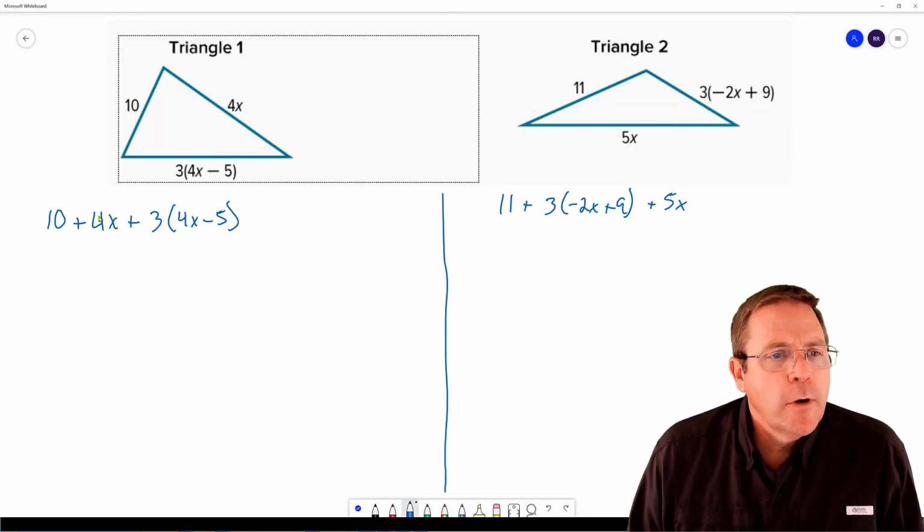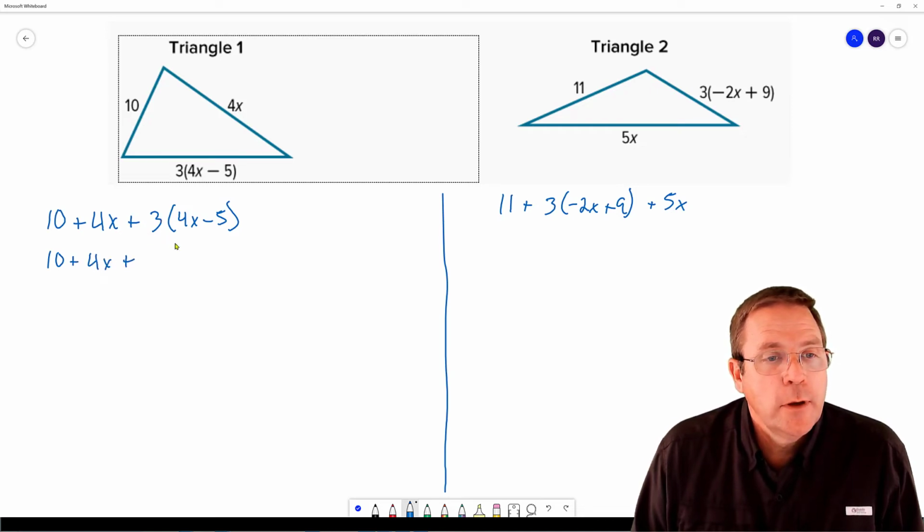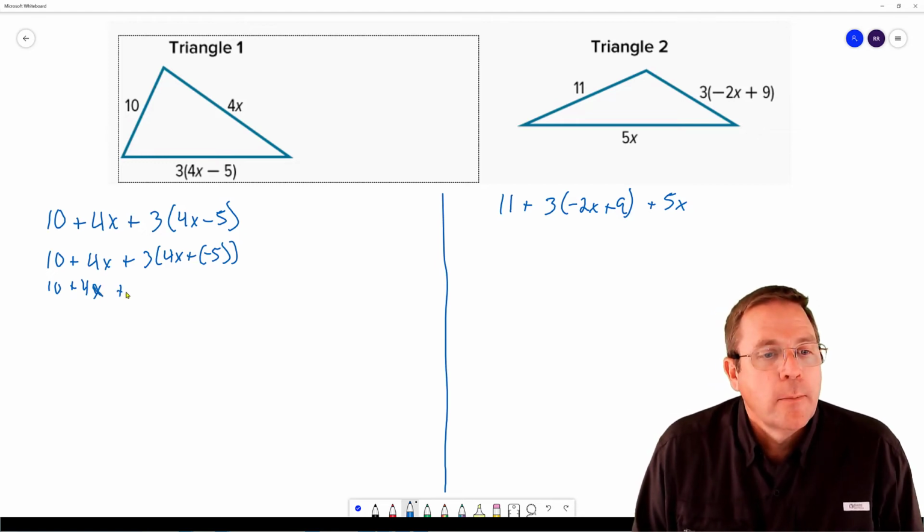So I've set up my problem where I've already got the addition set up. First thing I need to do is use my distributive property right here and distribute that 3 through the grouping symbol. So the next line is 10 plus 4x plus 3 times the quantity 4x plus a negative 5. Now we're going to distribute the 3 through it: 10 plus 4x plus 3 times 4x plus 3 times a negative 5.